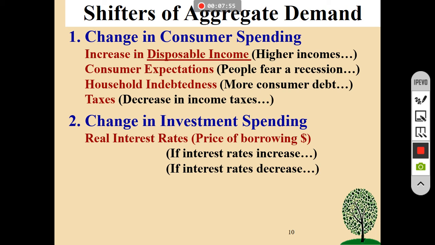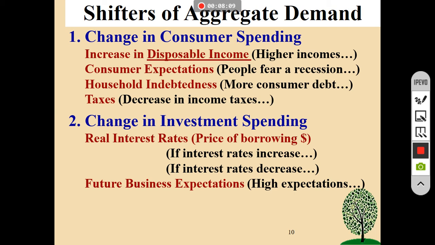So the Federal Reserve just cut interest rates to virtually zero, meaning they're trying to increase aggregate demand because of the slowdown in our economy caused by the quarantine. Okay, future business expectations. High expectations. If you think you're going to have a profitable business, you're probably more likely to borrow money, right? So that'll shift AD to the right.